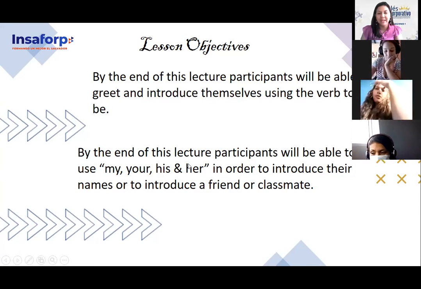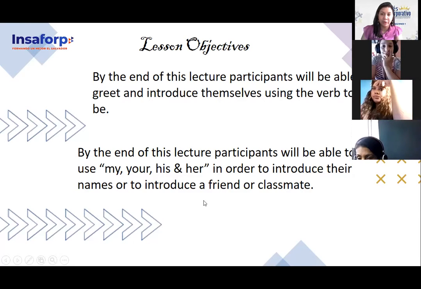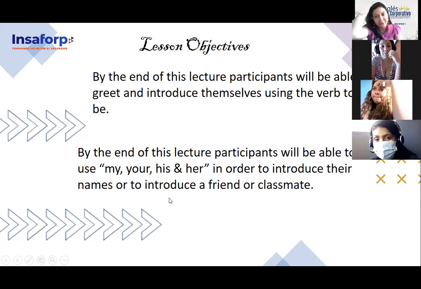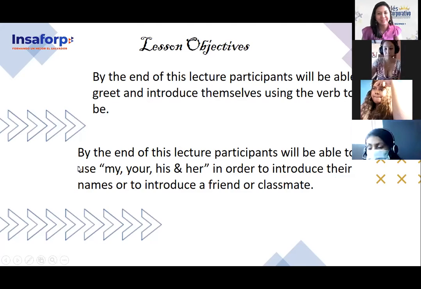And the next one. By the end of this lecture, participants will be able to use my, your, his, and her in order to introduce their names, or to introduce a friend or a classmate. Al final de la clase, los participantes podrán usar mi, tú, su o su de ella para presentar sus nombres o presentar a un amigo o un compañero. Okay? So that's okay. Now let's start.